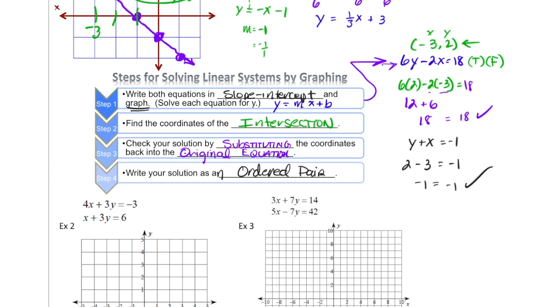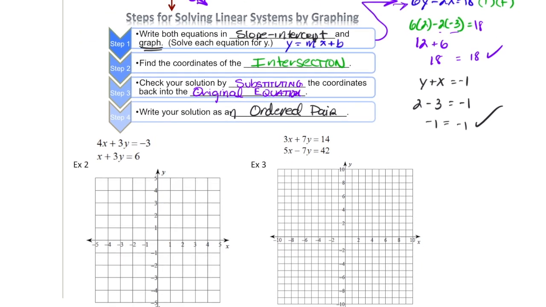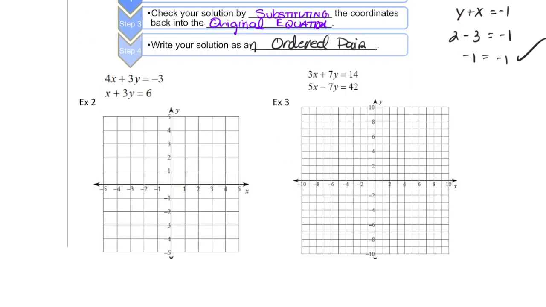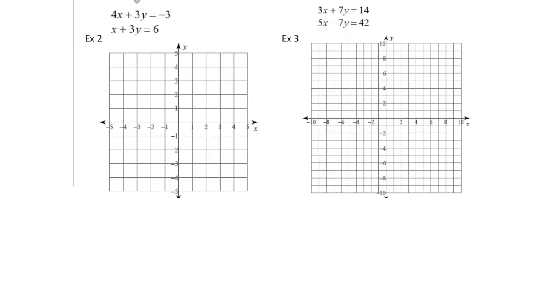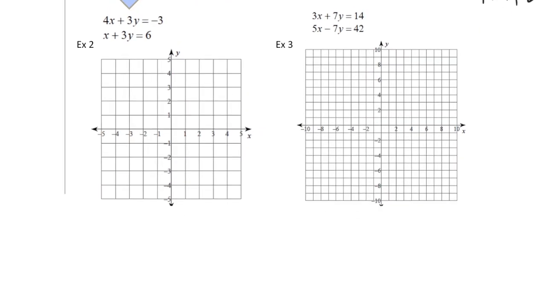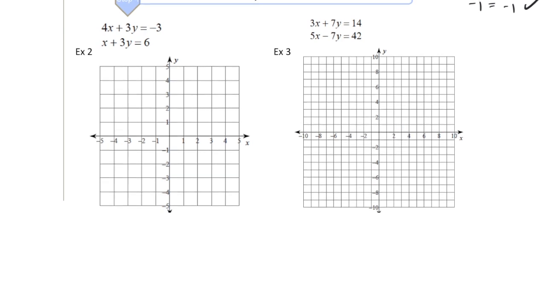Okay, so that's it. I'm just going to run through our examples here really quickly. Leave the homework up to you. Let's see here, example 2 here, we'll put this thing in slope-intercept form. I'll try to do this now.